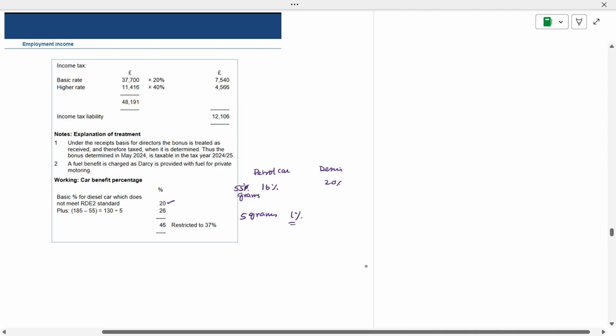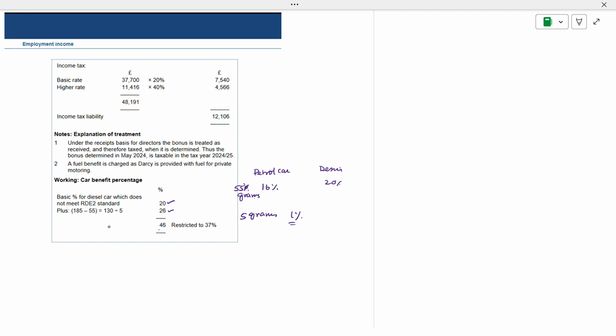185. Already we have taken 16%. Okay, already we have reduced 16%. 185 grams minus 55. This is the general rule. It takes a little bit of time to understand, but it is not difficult at all. 185 minus 55 comes to 130. 130 divided by 5 comes to how much? 26. Total comes to how much? The maximum amount, in any situation, you should not go beyond 37.